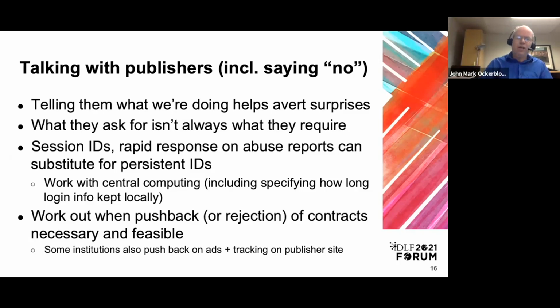One thing that helped with that, by the way, is that we offered some alternatives. So for instance, if they're concerned about abuse, instead of sending them a persistent ID that they can identify the abuser with, we're just sending them a session ID, and we'll say, we will respond very rapidly to any abuse reports you send us with that session ID, and work with central IT to see what's going on, because they do keep around some security information on logins for a limited period of time. We haven't had major pushback on this yet, but we do want to know when publishers have a major objection, and then work out when it's appropriate to push back on what they want, or even change or reject their contracts next time it comes around to negotiating time.